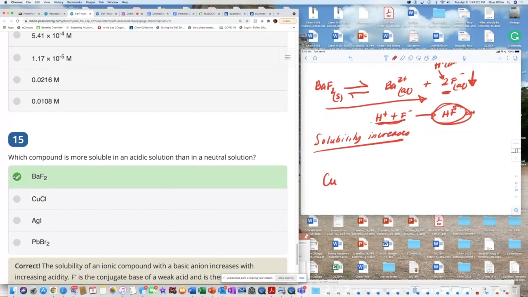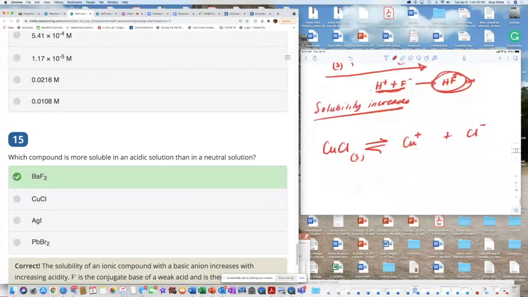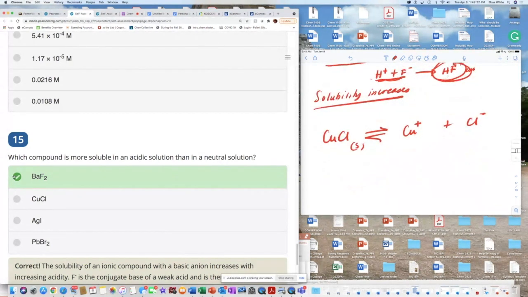Okay, what about CuCl? Let's ionize that real quick. This is a solid. Copper 2 plus, Cl minus. We got 2 of that. Did they just... Okay, maybe they mean copper 1. Okay, whatever. Copper positive, Cl minus. Let me try to follow what they're saying. Maybe they're saying that. Okay, so copper plus, Cl minus.